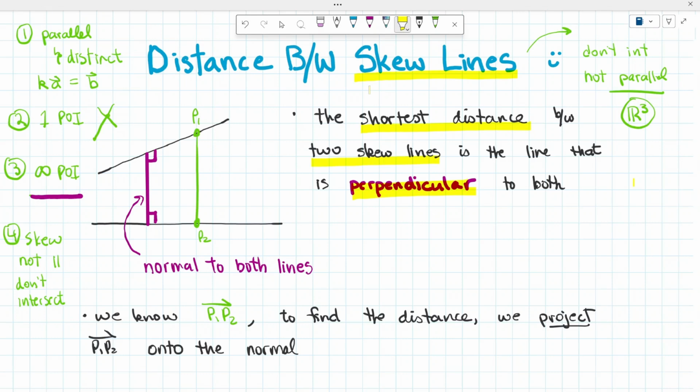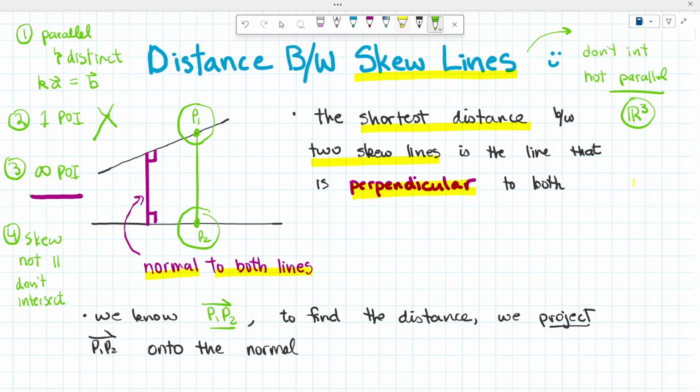But knowing our knowledge from vectors and 3-dimensional figures, what is that line that's perpendicular to both? Well, we're essentially looking for the normal to both of the lines, because the normal is the vector that is perpendicular to your vector. So we're trying to find this common normal. Say that we know one point on our line, which we're going to call P1, and another point, which we're going to call P2. That means that we can find our vector P1P2.